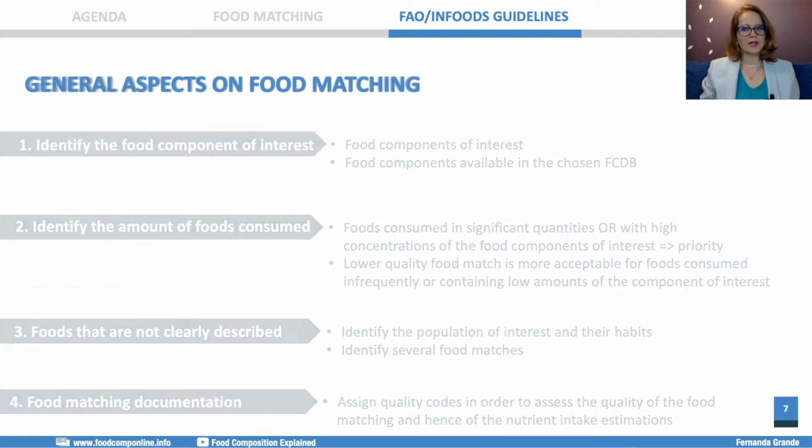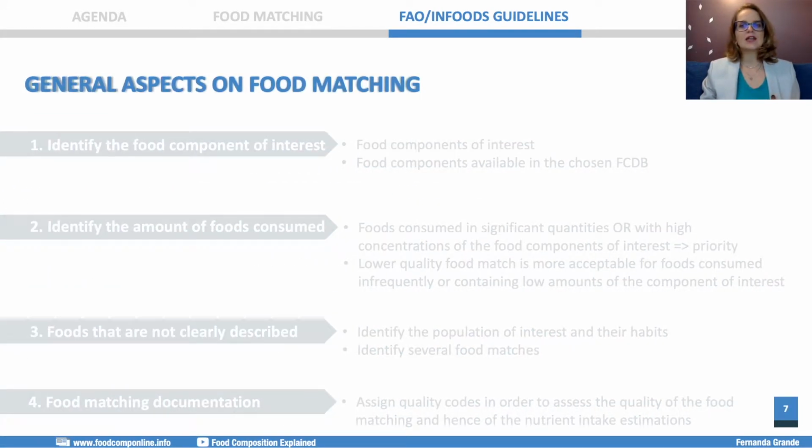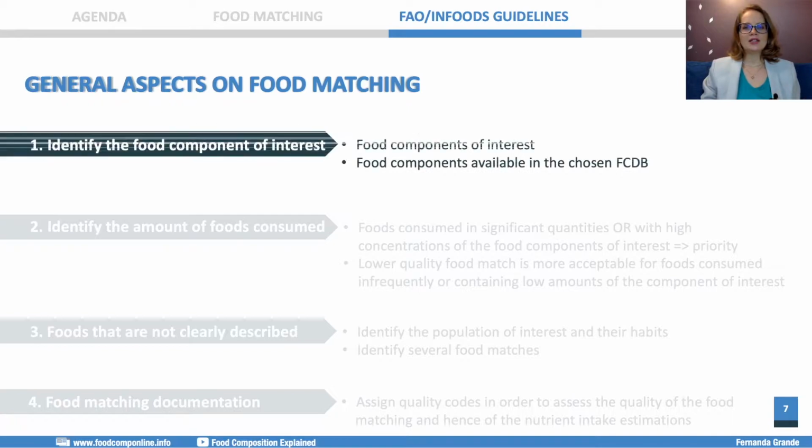So the first part of the guidelines lists the general aspects on food matching, which includes some key aspects that should be taken into consideration before starting the food matching process. So let's see them here one by one. So first, we need to identify the food components of interest. The decisions on food matching will depend on the food component of interest for the survey.